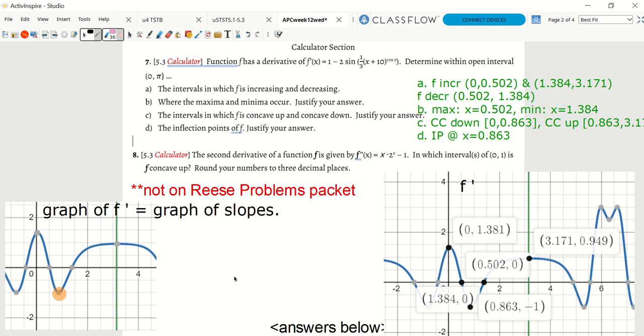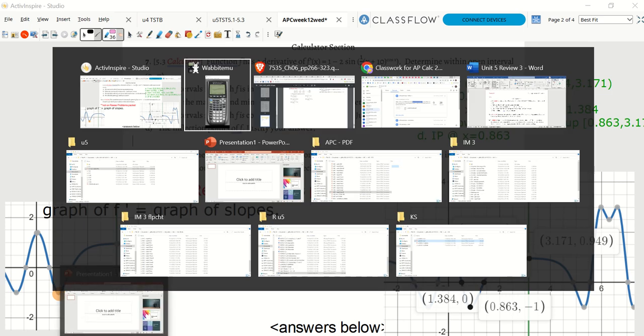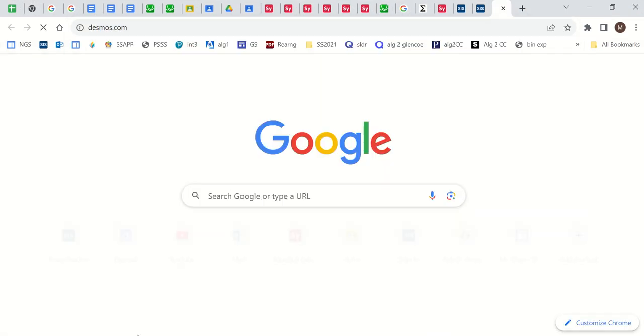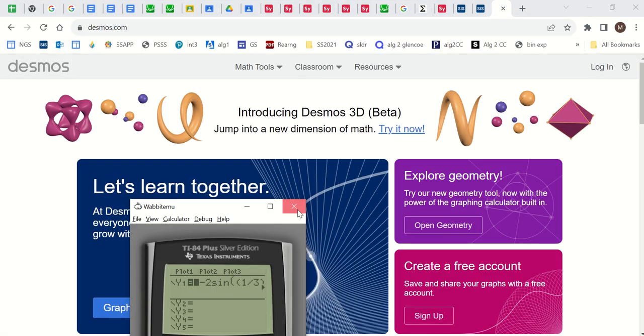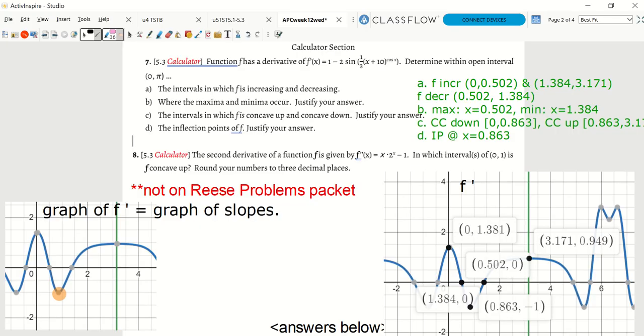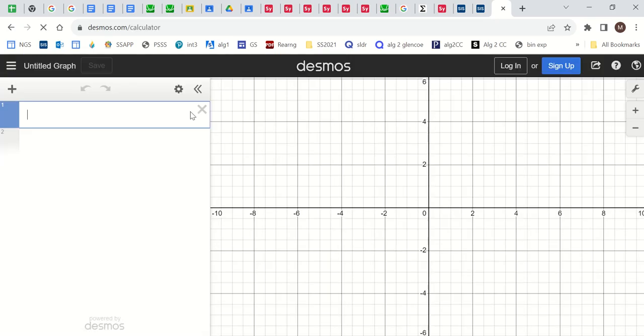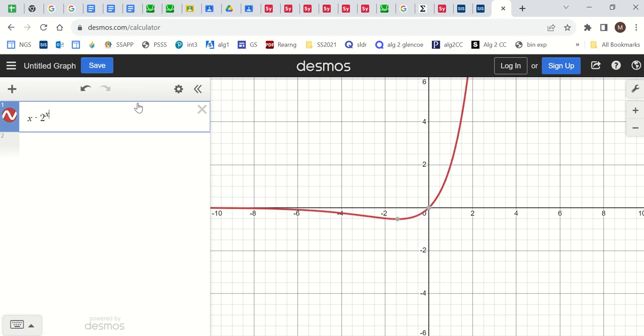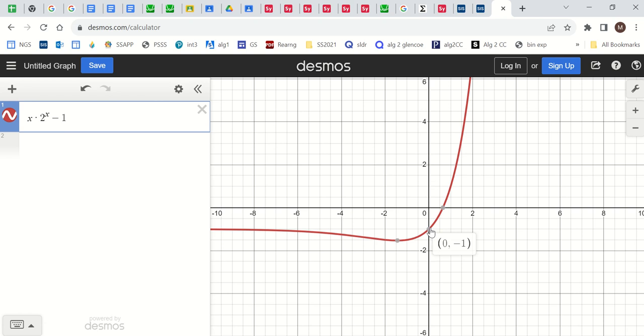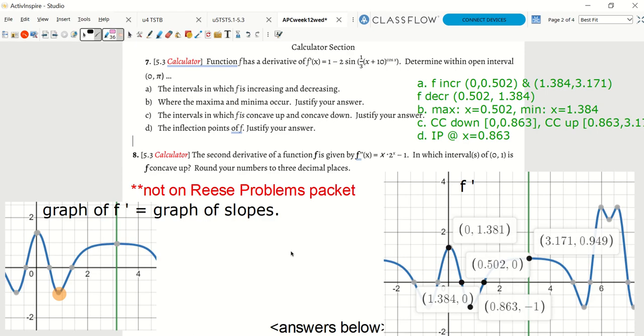So I'm going to put number 8 on Desmos. Okay, and on Desmos, it was x times 2 to the power x minus 1. So I'm going to go like this: x times 2 to the power x minus 1. Okay, and it looks like this. Let's just get these key points. We probably only need this one, to be honest with you. Okay, but let's just get all three just in case. We probably just need that 0.641. Okay, so this is your graph of your second derivative.